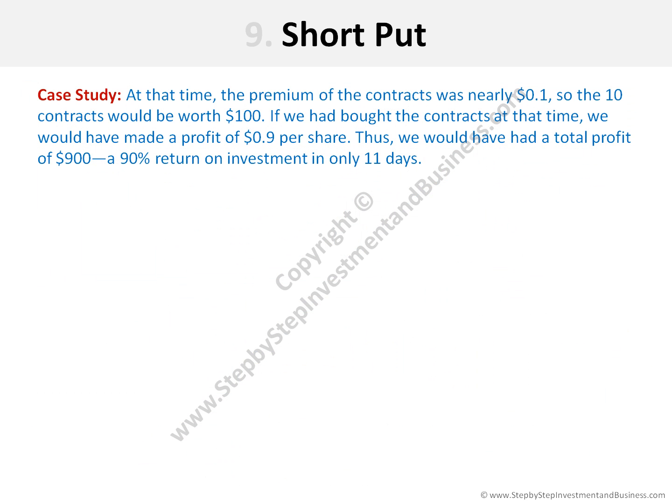At that time, the premium of the contracts was nearly 10 cents, so the 10 contracts would be worth $100. If we had bought the contracts at that time, we would have made a profit of 90 cents per share, because we had sold at $1. Thus, we would have had a total profit of $900, making a 90% return on investment in only 11 days.